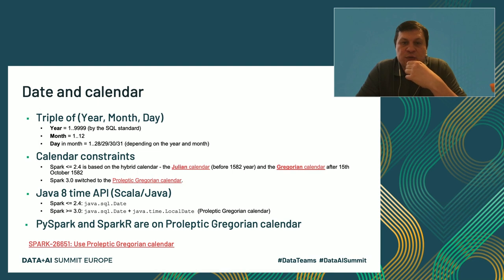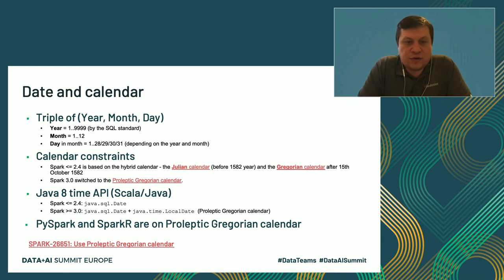Also internally, because we switched from one calendar to another, Spark starting from version 3 switched from the Java 7 time API to the Java 8 time API. So it impacts internal operations when we need to apply some arithmetic operation, like adding a few days to the current date, for example. Also, it impacts the parallelization of external collections and collecting dates and timestamps from Spark to user applications. If we look at PySpark or SparkR, they already support the proleptic Gregorian calendar, but a Java or Scala application needs to be adjusted for the new calendar.